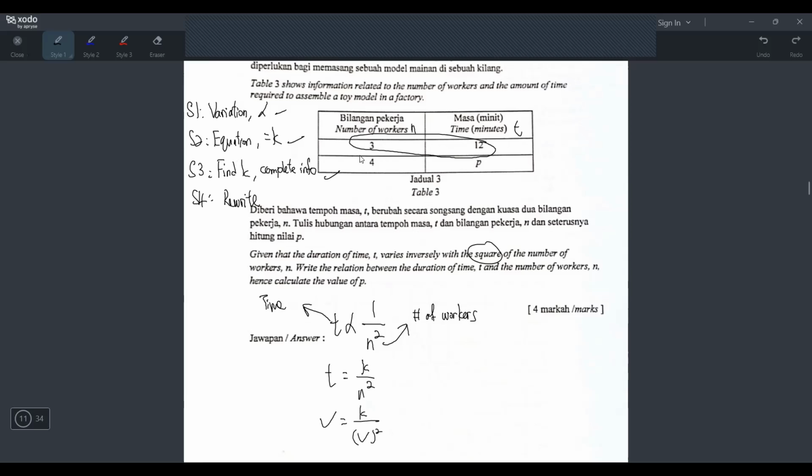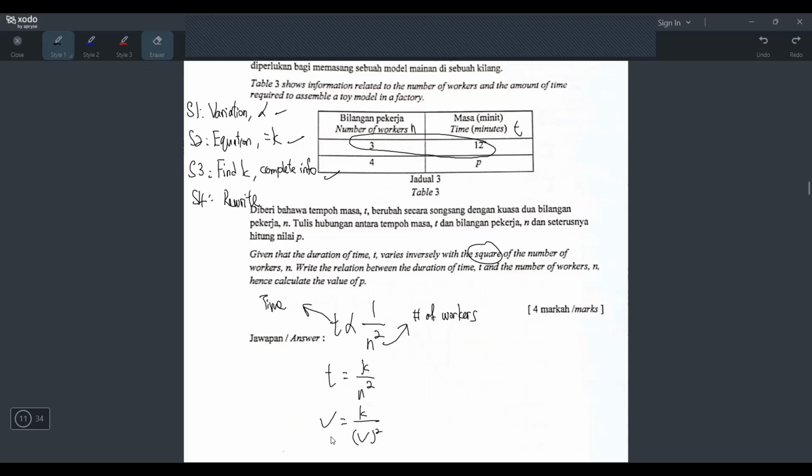Can I take this N is 4 for T and P? Cannot. Why cannot? Because if you use this information for P, you only have the N is 4. T you don't have. P is not a number. P is an alphabet. Means P you cannot put in now. Then the P you put in after you find K. After you put in the N is 3, T is 12 to find K, and then you rewrite, then only you replace the one below.